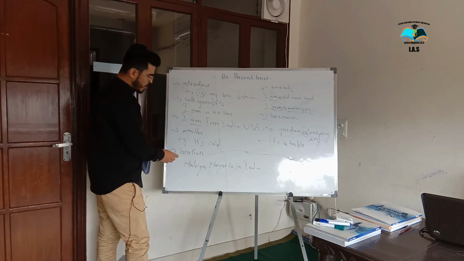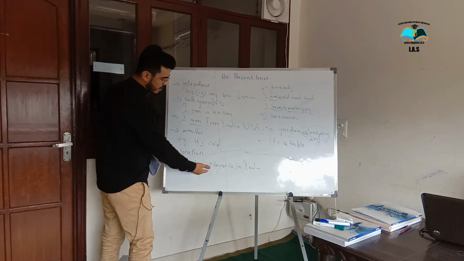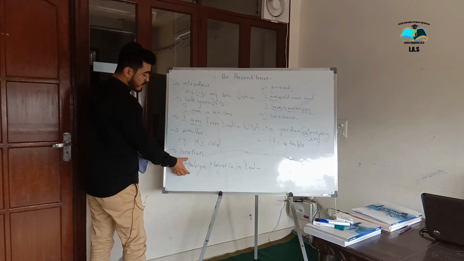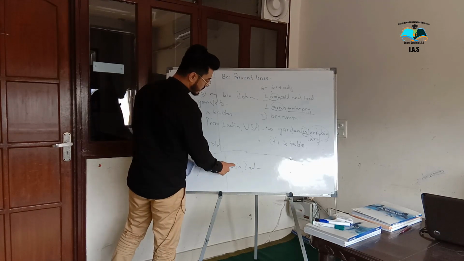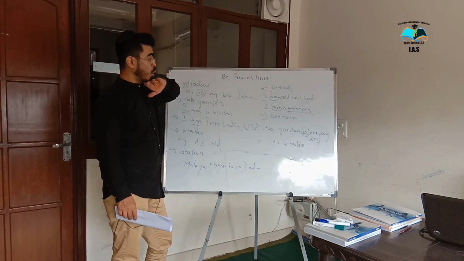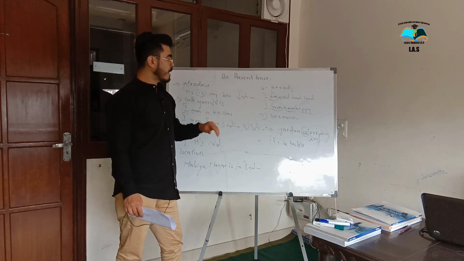We also use be plus present to talk about the location. Malviya Nagar is in India. Now Malviya Nagar is a place. Where is the location of this? In India. So again we are using is. We also use be plus adjective. For example, I am cold and tired. Am plus cold. Or I am unhappy.